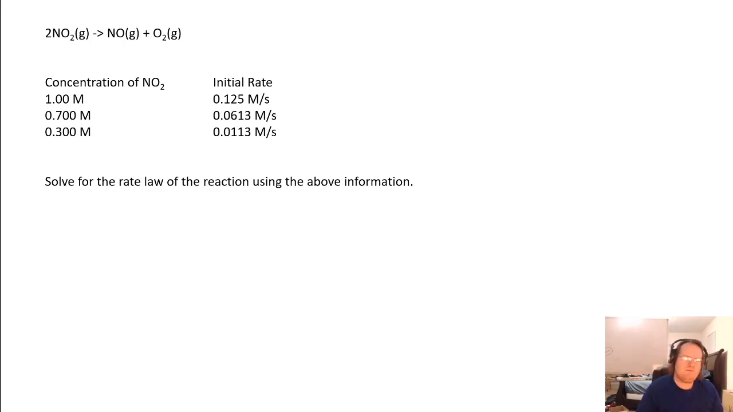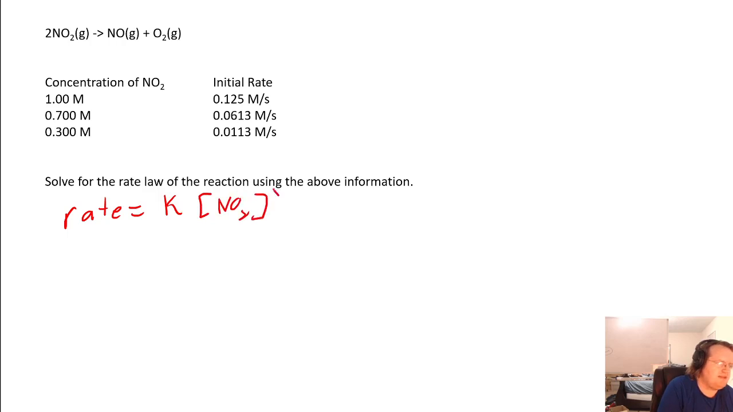So what we can do is start by writing a generic rate law. Rate equals k times, in this case, NO2 to the x power, or n, or whatever power you want. What I'm going to do is take 2 experiments where only NO2 changes. In this case, NO2 is the only reactant. That's straightforward here. So we'll take these 2, for example.